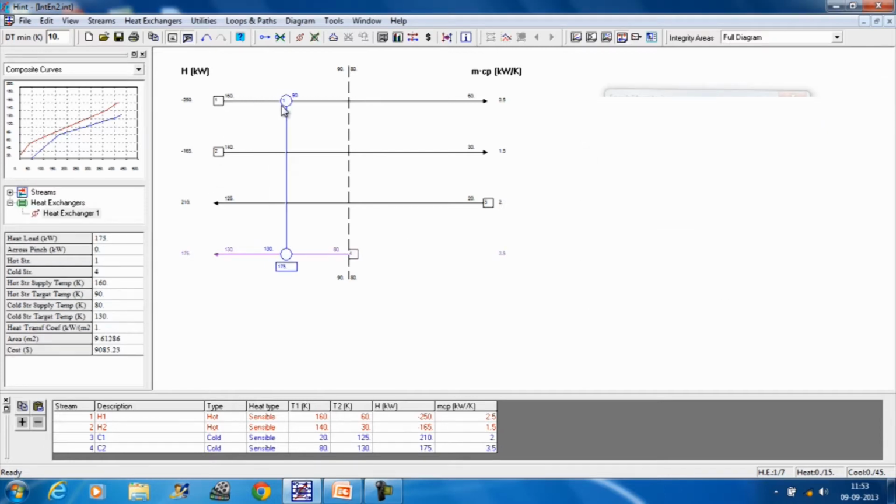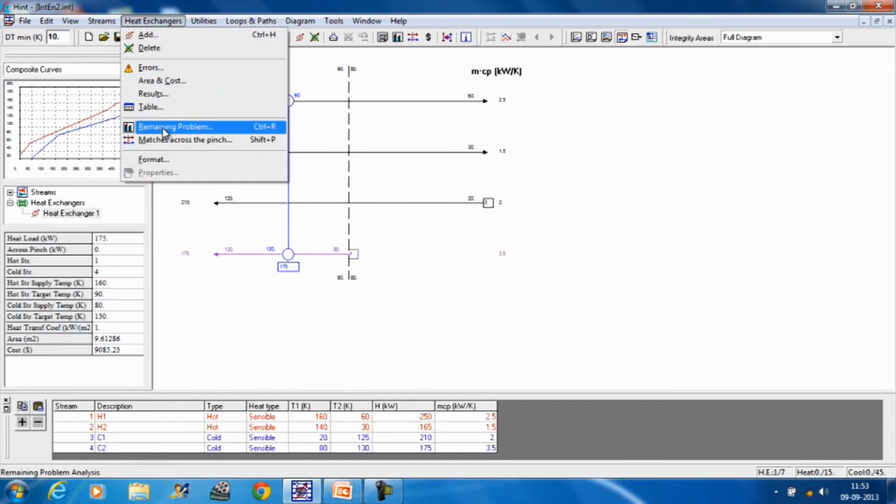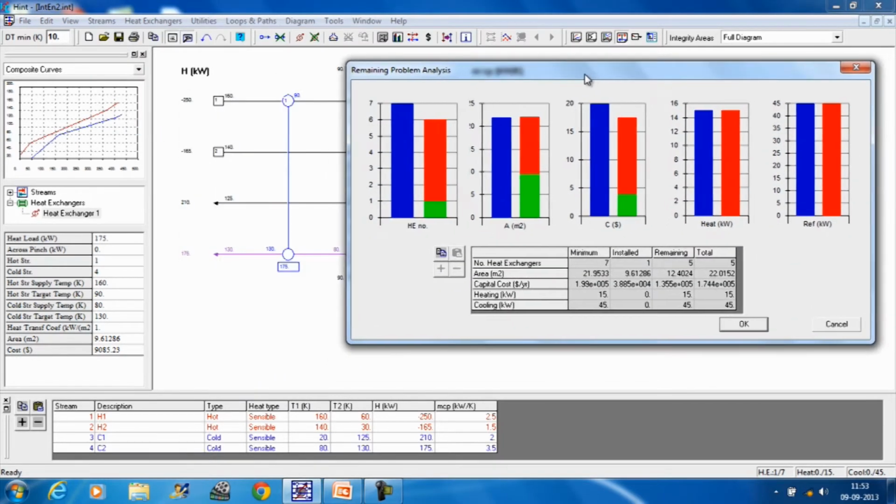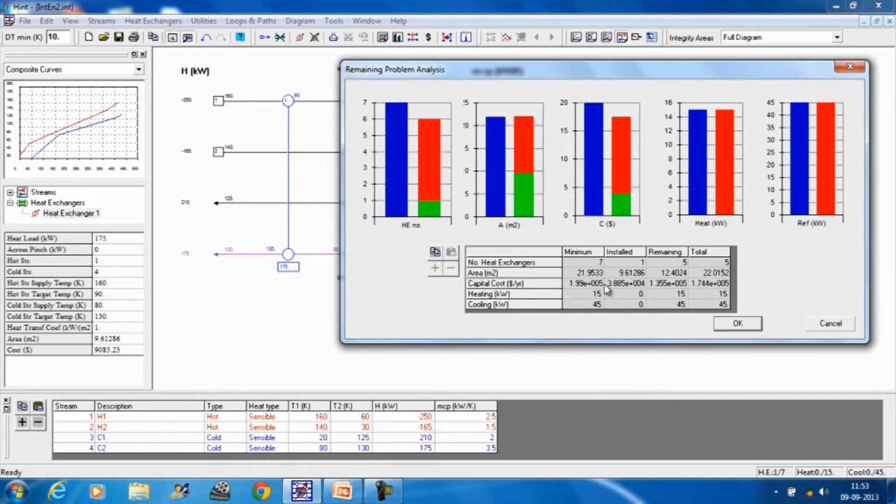Once I place a heat exchanger here, I have to go to the heat exchanger drop down menu and press the remaining problem. Now, this dialog box opens. It tells that the minimum number of heat exchangers is 7. I have installed one heat exchanger and the remaining is 5. So, 5 plus 1 is 6 and here it is 7. We have to understand why this has happened. Here in this problem there is a subset equality, and that is why the number of heat exchangers will be 7 minus 1 equal to 6.